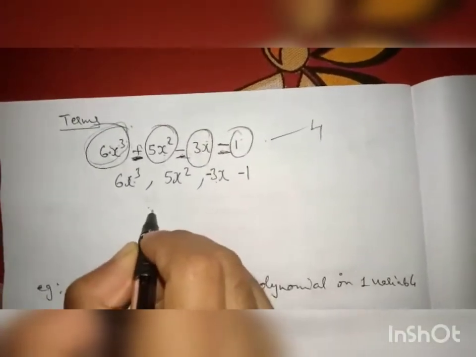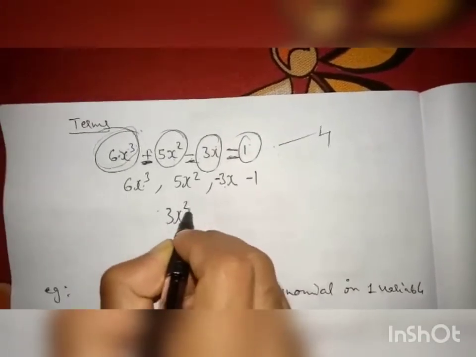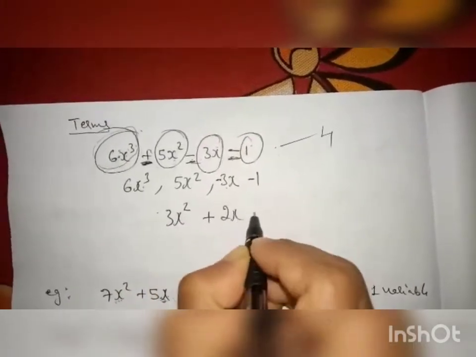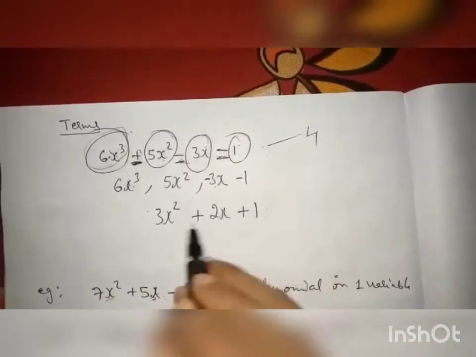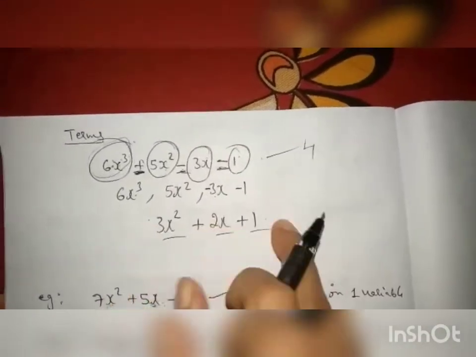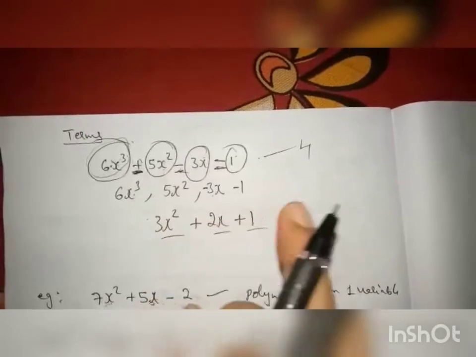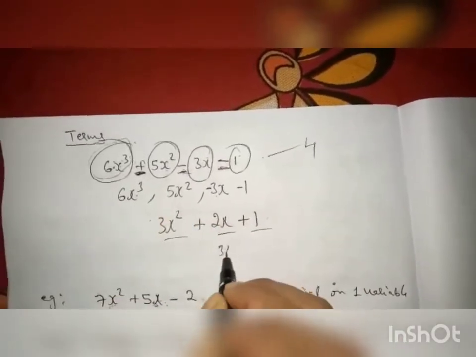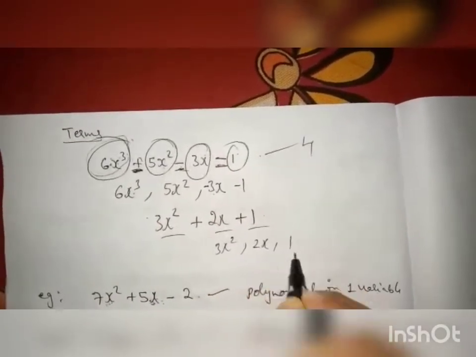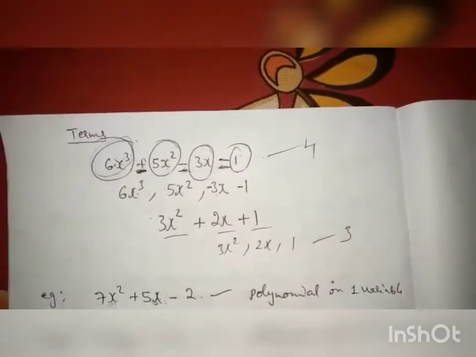If you take one more example, 3x square plus 2x plus 1, how many terms are there? 1, 2, 3. 3 terms are there. What are they? 3x square is one term, 2x is one term, and 1 is one term. So total 3 terms are there.